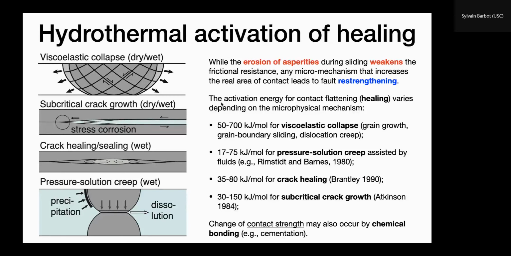It's also called dissolution precipitation creep, where the very large stress concentration of these asperities force the dissolution of the solid phase in the fluid. The fluid is assumed to be saturated, and so if you dissolve into this saturated fluid, that leads to the precipitation of ions somewhere else in regions of low stress. And that also has activation energies between 17 and 75 kilojoules per mole.